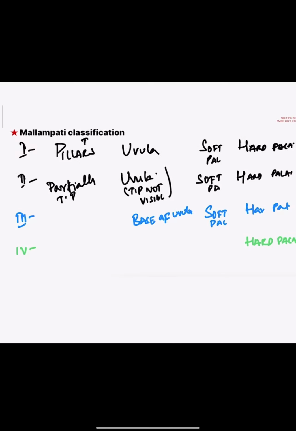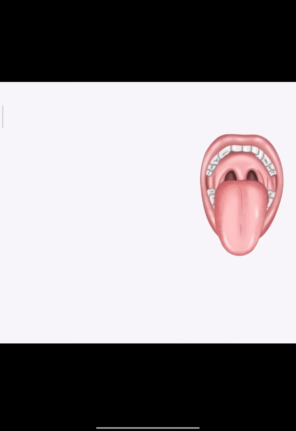As we are progressing in the Mallampati classification, always remember the airway gets difficult. So Mallampati class 3 and class 4 are difficult airway. Why? Because you are not able to see the structures clearly and you cannot put the laryngoscope. That's clear. Okay. Then there is one more class, guys.